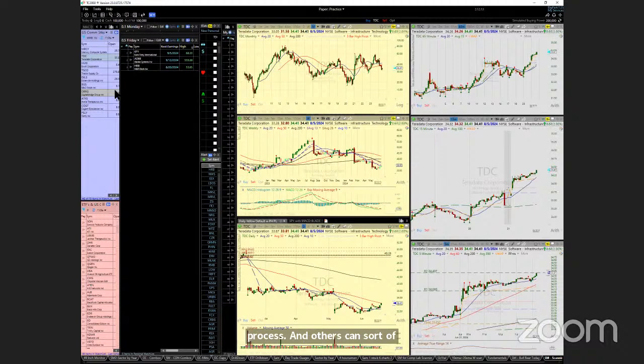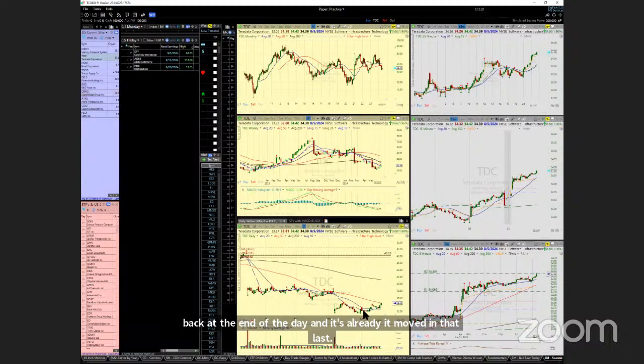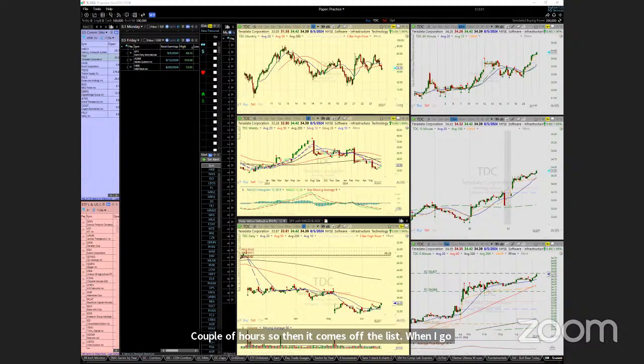There's stuff that I do, like, oh, look at TDC, maybe it is moving. And if I've put this on the list, sometimes I come back at the end of the day and it moved in that last couple of hours. So then it comes off the list. When I go to this spreadsheet, that's where I spend more time to say, okay, what is the earnings.